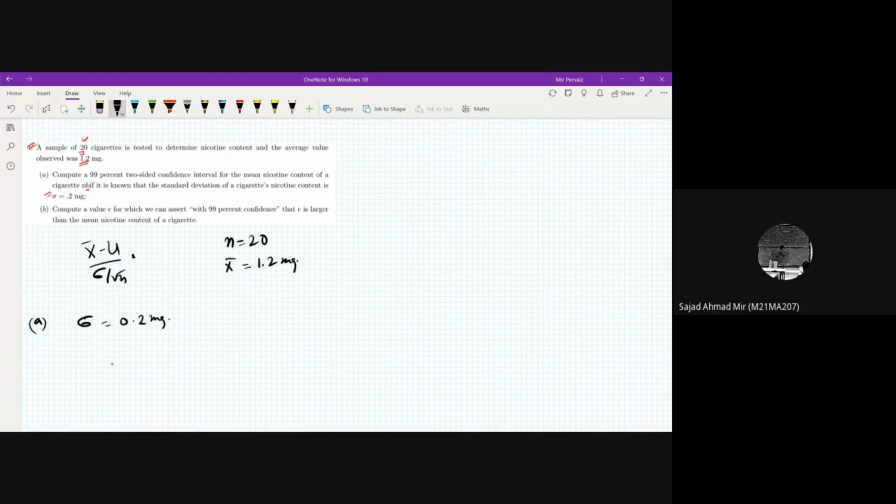We have to construct the 99% confidence interval for this quantity. So how will you do that? Again, we will be doing probability of minus z alpha by 2 less than z less than z alpha by 2. That should be 99%, which means 0.99. This is equal to 1 minus alpha. Then what is alpha? Alpha in this case is 0.01. Then alpha by 2 will be 0.005.